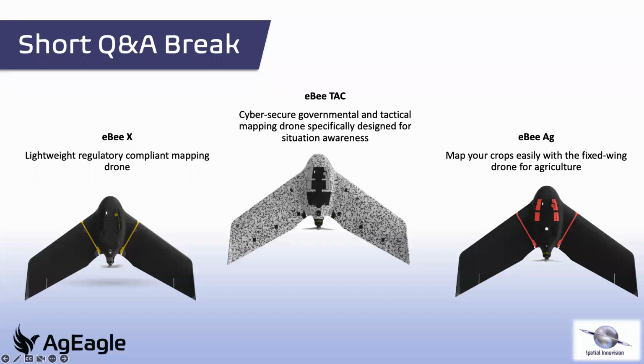Okay, thank you for that question. In regard to autonomous flights for the eBee X, it actually comes with terrain control, where it follows the terrain while flying. So as the terrain changes, the drone changes its elevation.